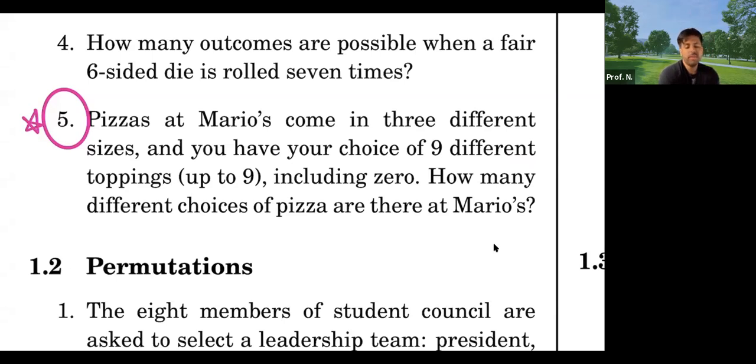So think about this, guys. You have three different sizes for the pizza pies, and you have nine toppings to choose from. You can choose none of the toppings. You can choose one of the toppings. You can choose two of the toppings. You can choose three all the way to nine. So the question is, how many different choices are there?